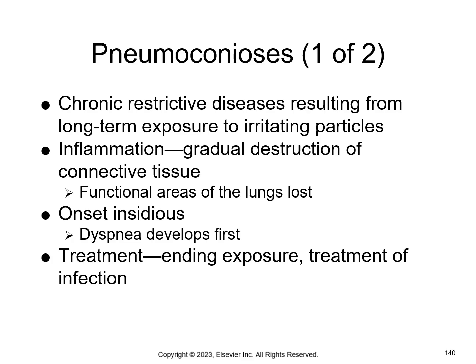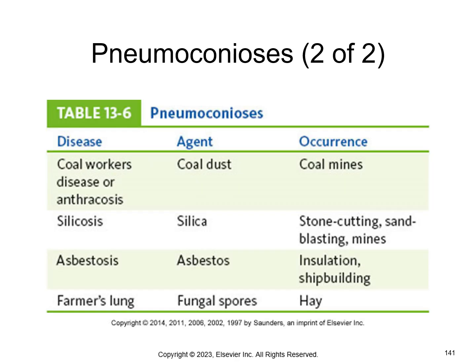We're starting with pneumoconiosis. This is a chronic restrictive disease from long-term exposure to irritating particles. It leads to inflammation and destruction of connective tissue. It affects the functional areas of the lungs. The onset is slow. First, they'll develop shortness of breath. People that you see develop this pneumoconiosis are coal workers, people exposed to asbestos, and farmers that are exposed to different fungi.